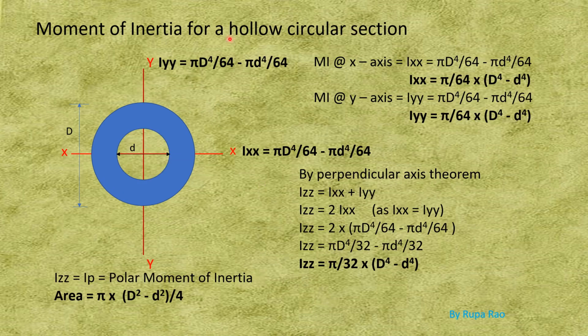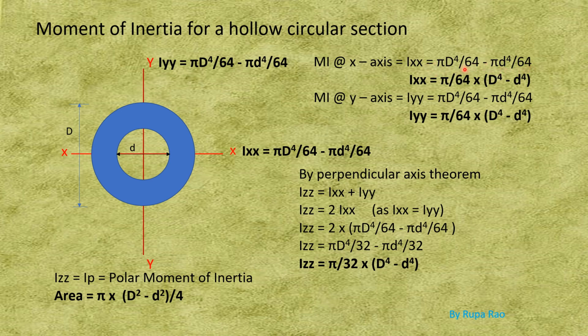Moment of inertia of a hollow circular section. Now this is a hollow circular section. The outer diameter is capital D, the inner diameter is small d. Now if I want the moment of inertia about the axis xx, Ixx, for the hollow section, it will be the moment of inertia of the outer circle, that is pi capital D raised to 4 divided by 64, minus the moment of inertia of the hollow, that is the inner circle, that will be pi small d raised to 4 divided by 64. So this is the moment of inertia of the outer circle minus the moment of inertia of the inner circle.